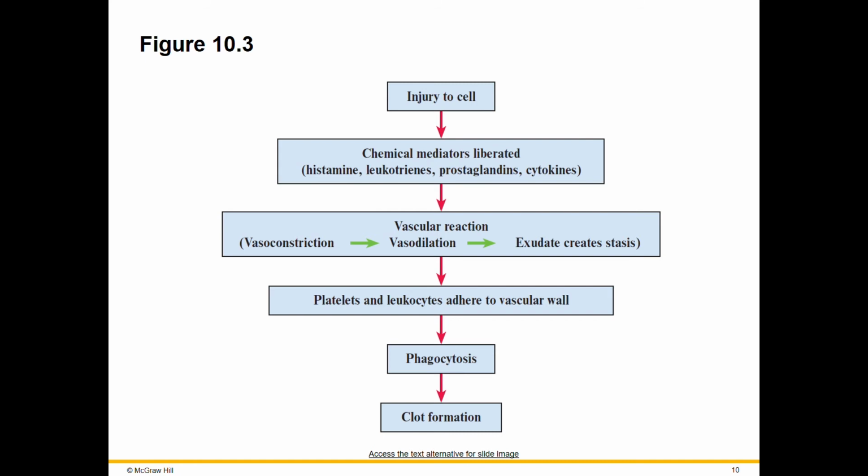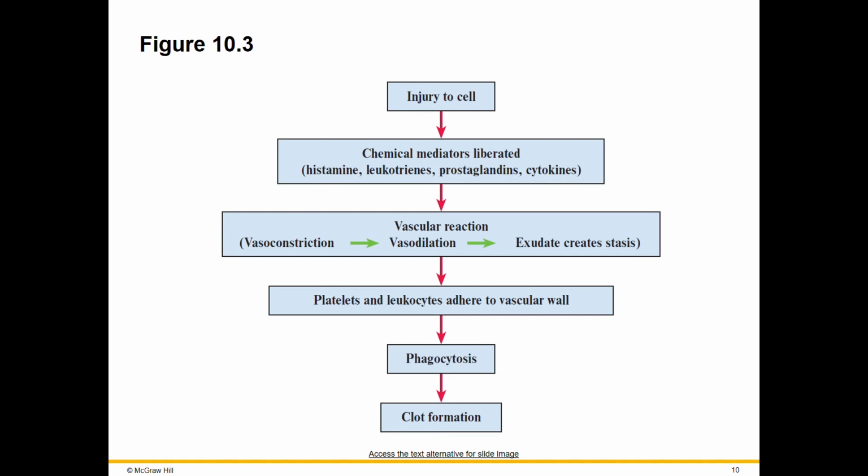Now, after that, you're going to have a vascular reaction. This vascular reaction pretty much means that the vessels in the body near that injured area are going to vasoconstrict, so the vessels are going to get smaller in diameter. Then they're going to vasodilate, they're going to get bigger. And then the exudate creates stasis. Then platelets and leukocytes adhere to the vascular wall.